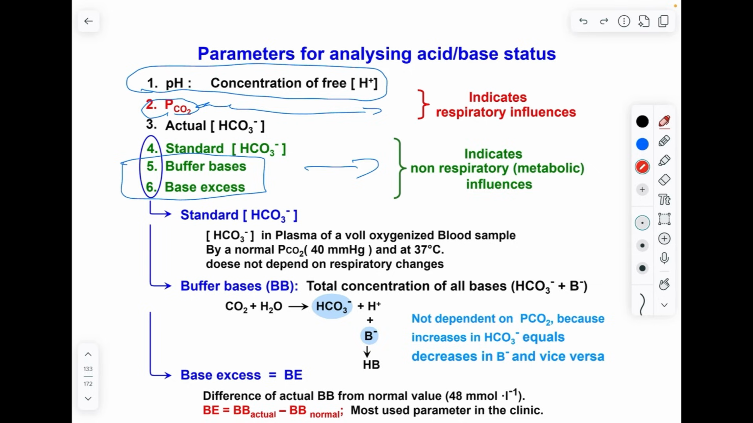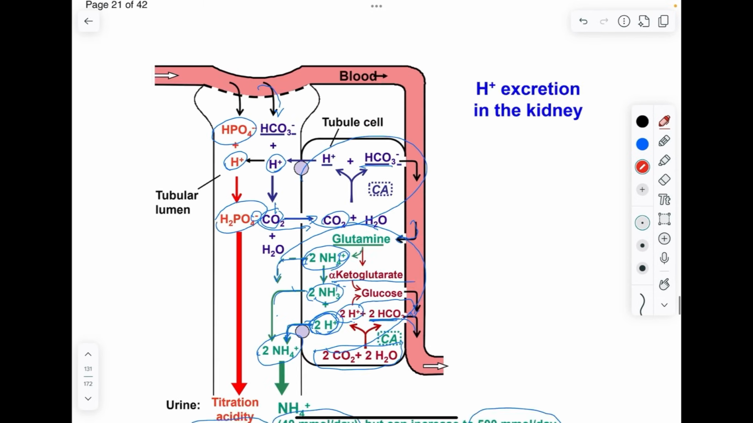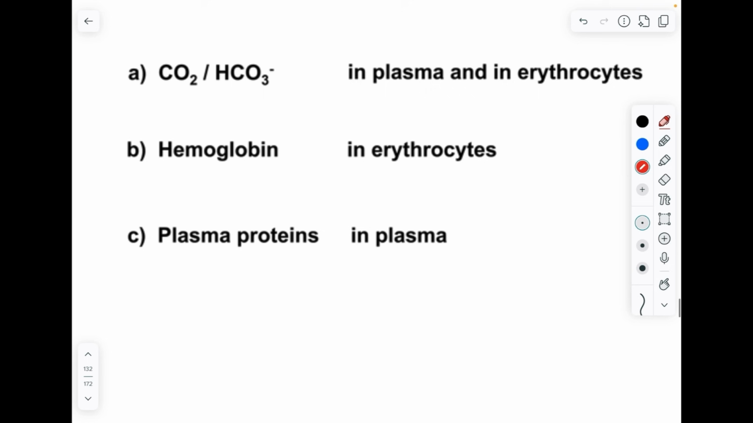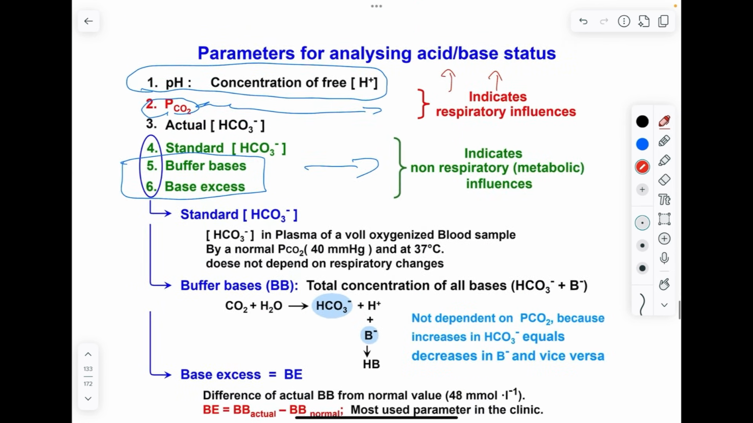Why? Because we discussed that when you increase the CO2, so that's a respiratory problem, you get an increase in HCO3. At the same time, we saw here that when you have a problem with H+, which is a metabolic pathway in the kidneys, you also increase the HCO3 in the plasma. So it can be affected by both. So it doesn't tell us anything. But we'll discuss how we can understand from it the state of the patient.